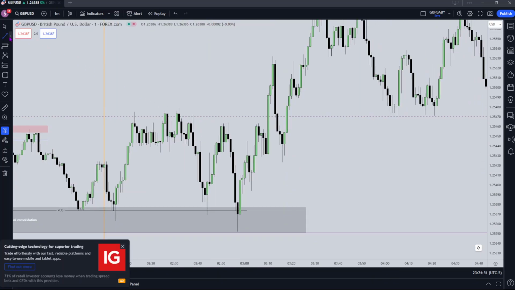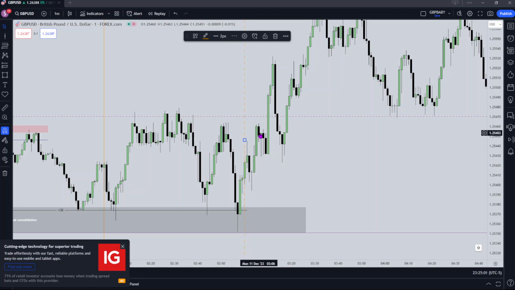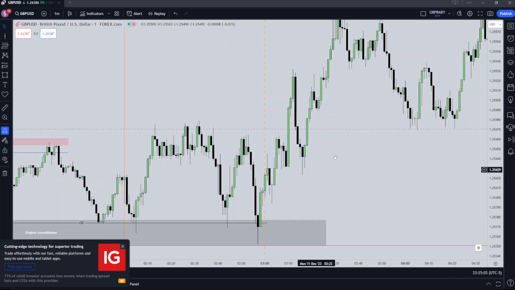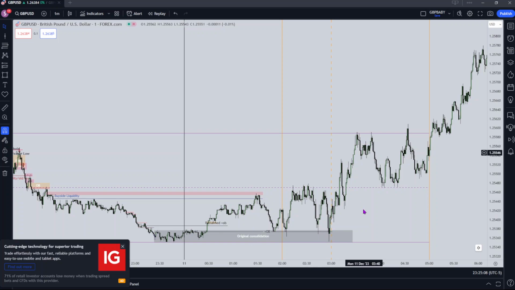I am going to mark out the 3 a.m. candle though, because 3 a.m. is when we usually anticipate either a complete reversal during London, or a retracement. This is from my backtesting. A complete reversal or a retracement, but here we have pretty much a full-on reversal.